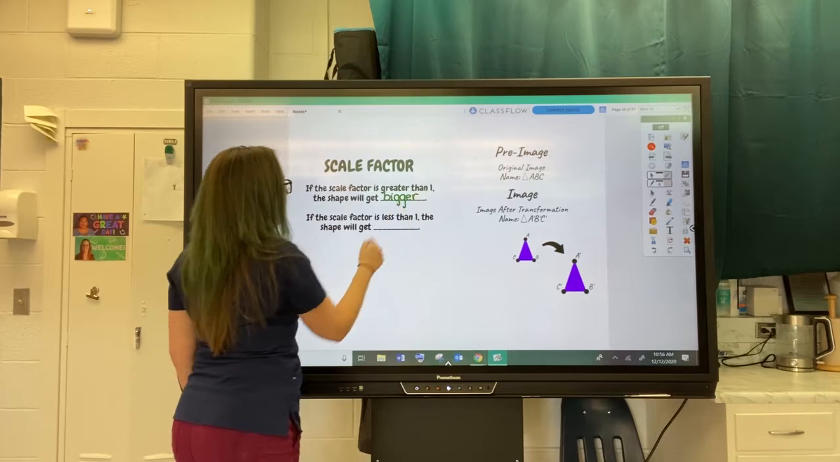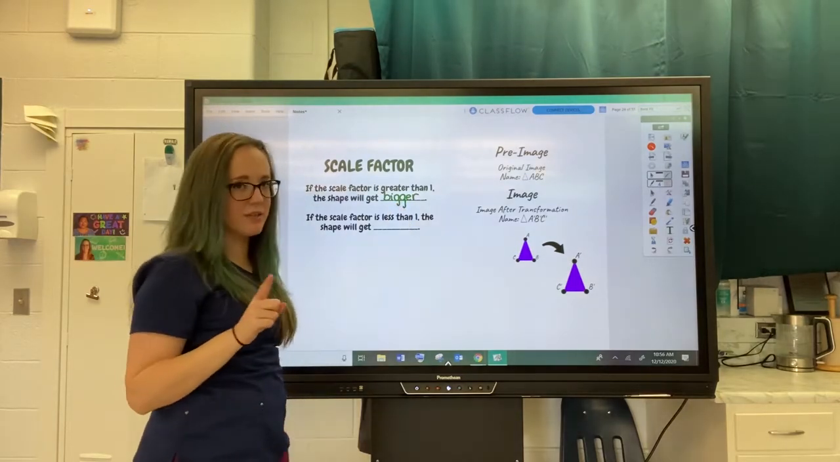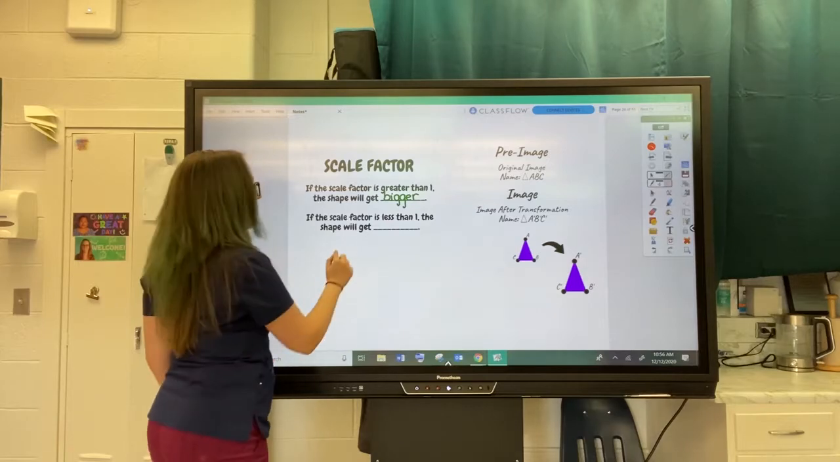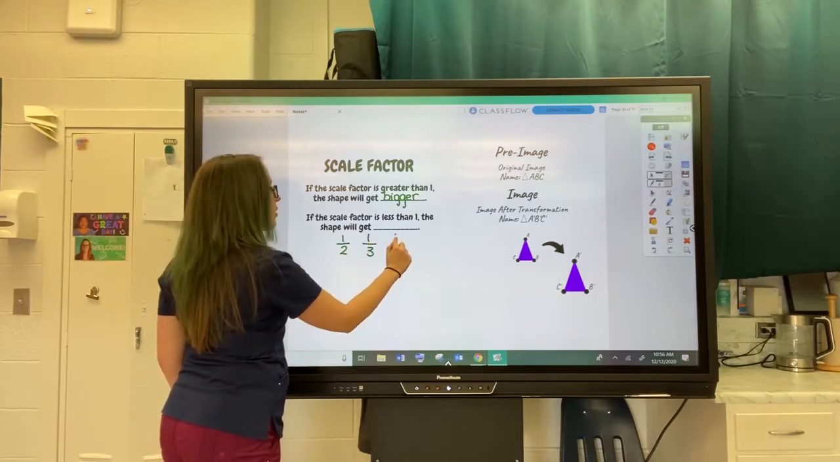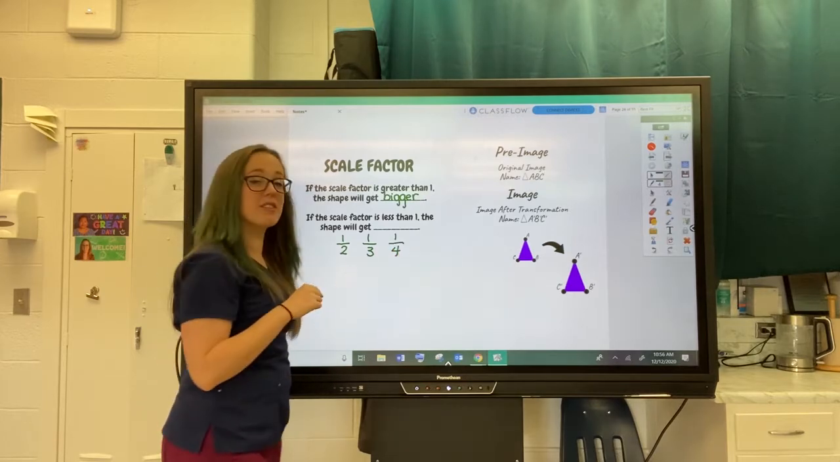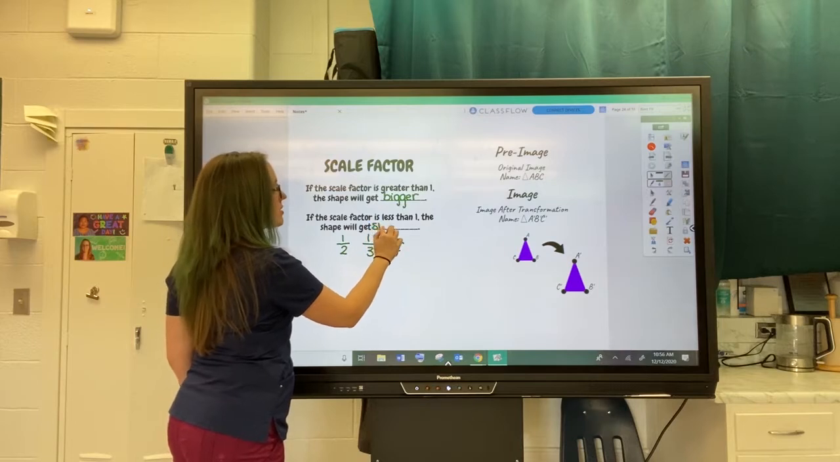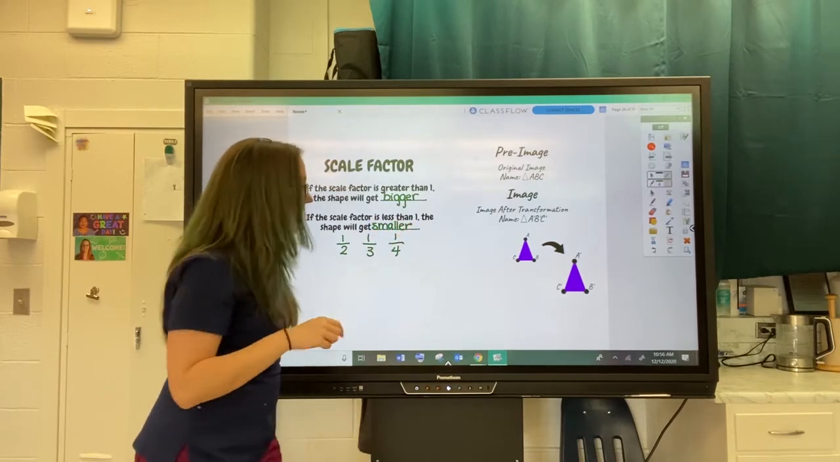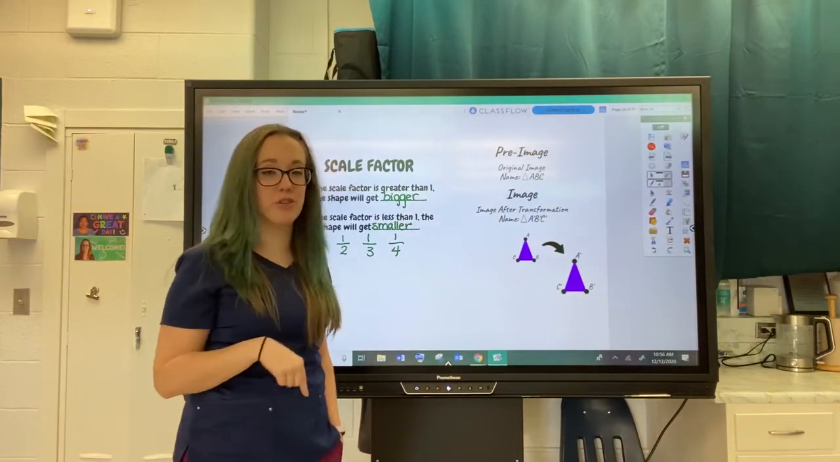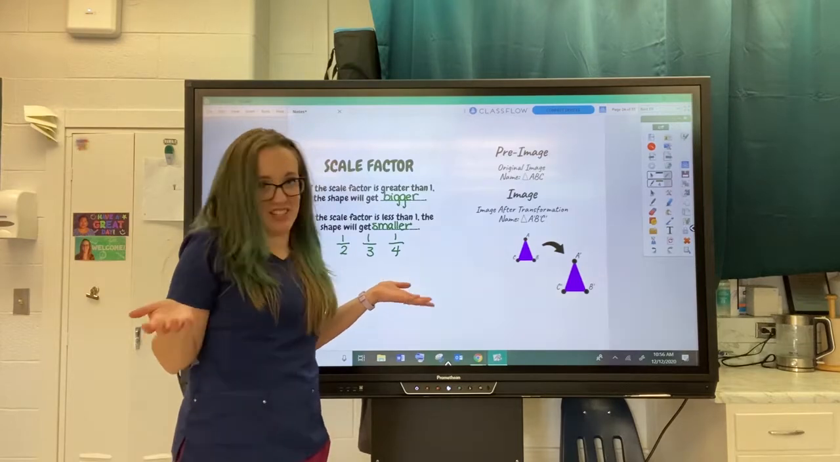But if the scale factor is less than 1, and I don't mean negatives, when I say less than 1, I'm talking fractions, like 1/2, 1/3, 1/4. If you see a scale factor of one of those, that means that your shape is going to get smaller. Okay? And that's going to be super important so you can kind of make sure you're on the right track when you're doing examples. That's all the vocabulary I got. Let's just give it a go.